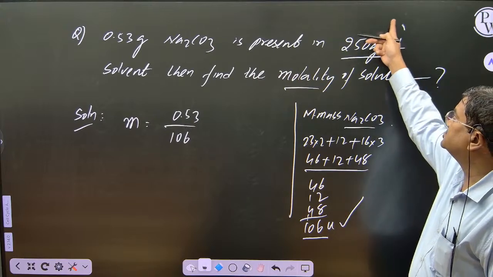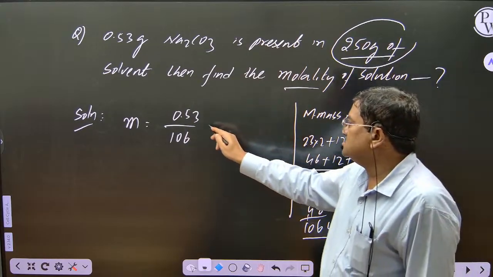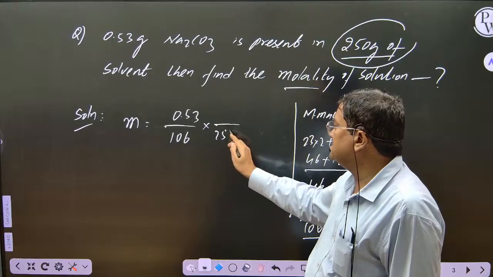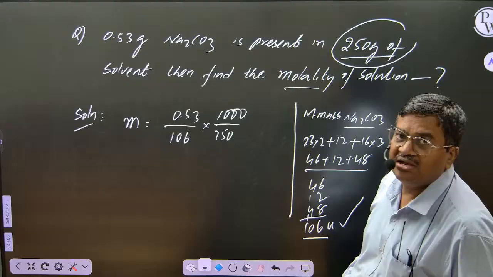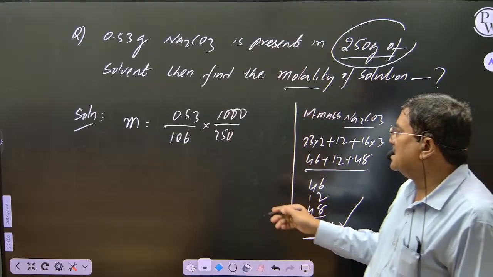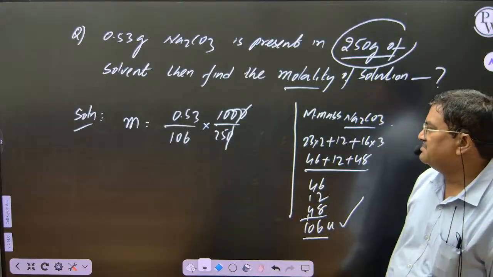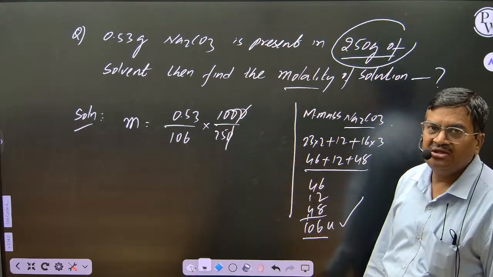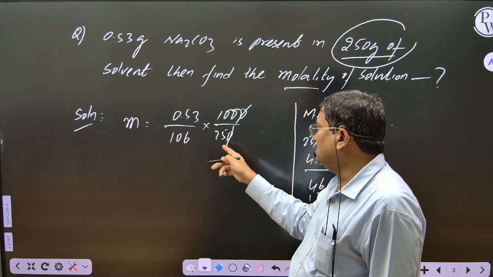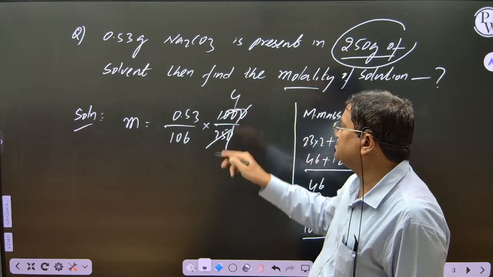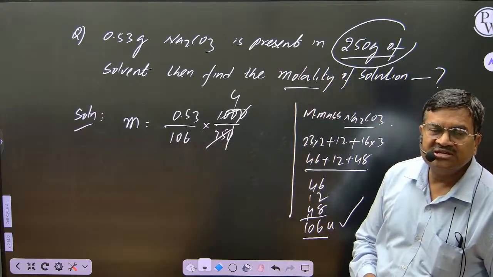But here the weight of solvent is given in grams, so these grams have to be converted to kg. So what should I do? 250 upon 1000, 1000 goes to the numerator. Any cancellation? Zeros cancel. You have to be fast in calculation. Sometimes they give a simplified value, but very rarely a rough one. So here 25 will cancel with 100 four times, and 53 will cancel with 106 two times.